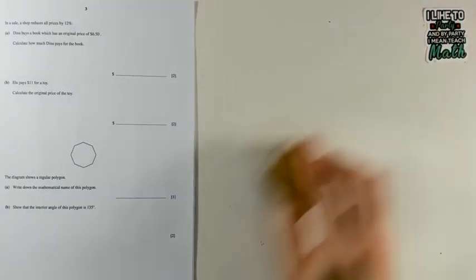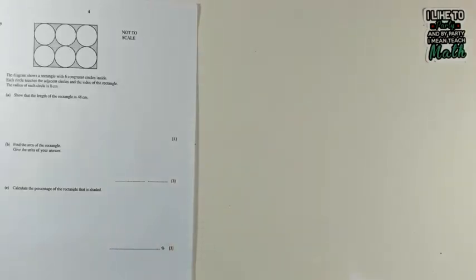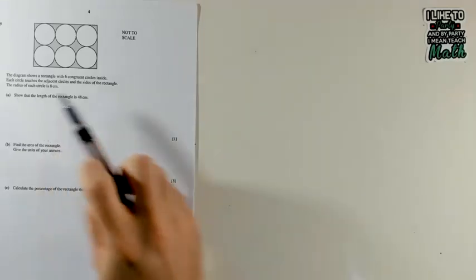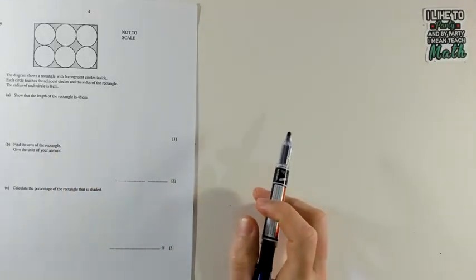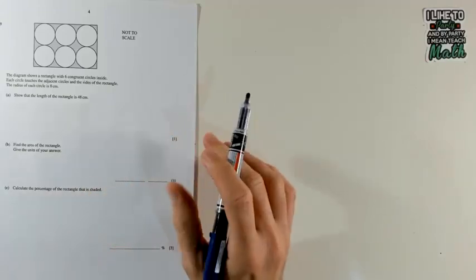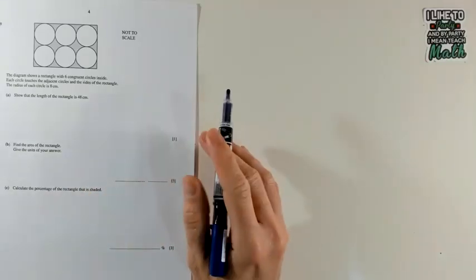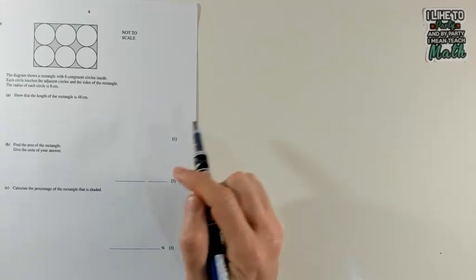Going on to question number 9. Okay, what do we have here? There's like a box with some circles inside. The diagram shows a rectangle with 6 congruent circles. So congruent means they are exactly the same. They fit on top of each other, exactly the same. Not similar shapes where one can be bigger or smaller than the other.